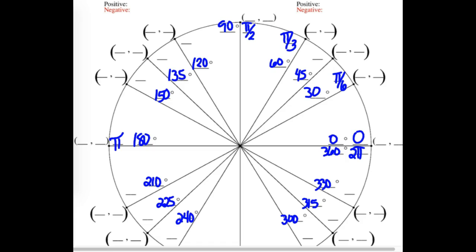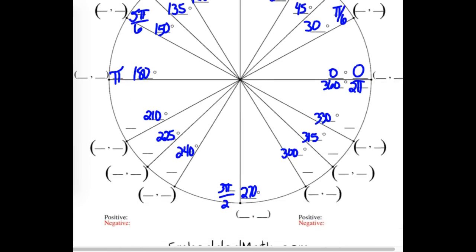Next would be 4/6, which would be reduced to 2 pi over 3. Okay, skip our 45 ones. We're at 4/6. Now we're at 5/6. And then pi is 6/6. Yes? So you're basically just going to go around and count in sixths. Reduce them when you can.